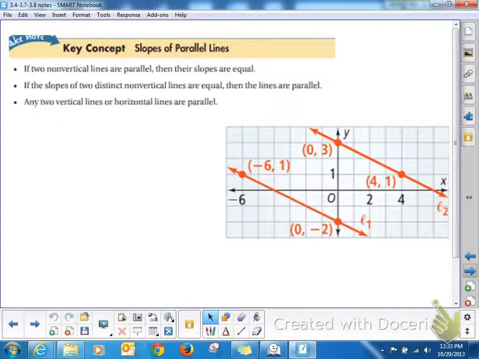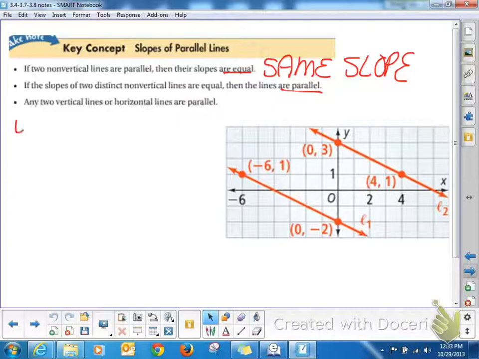Here's another key concept: slopes of parallel lines. If two non-vertical lines are parallel, then their slopes are equal. They have the same slope. Parallel lines have the same slope. If the slopes of two distinct non-vertical lines are equal, then the lines are parallel. Any two vertical lines or horizontal lines are parallel.